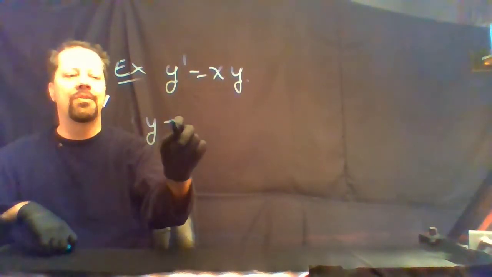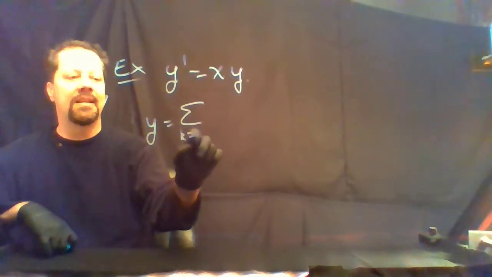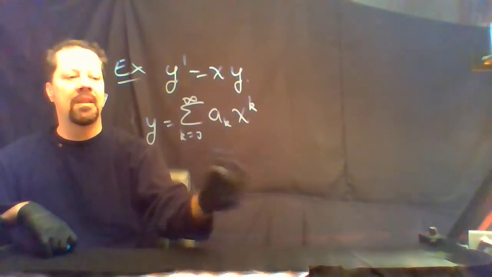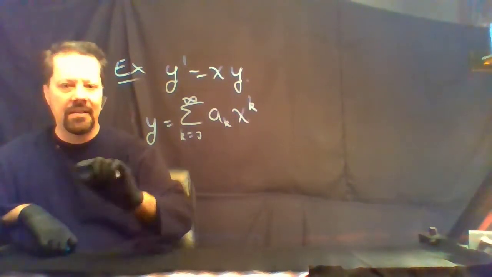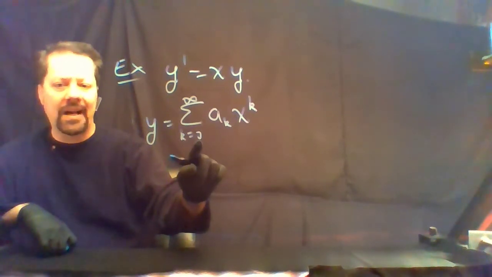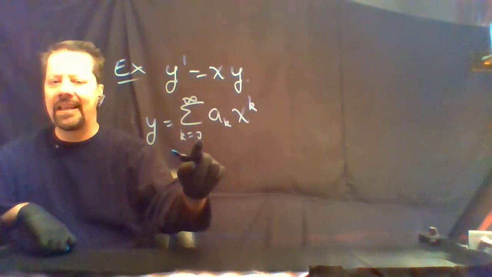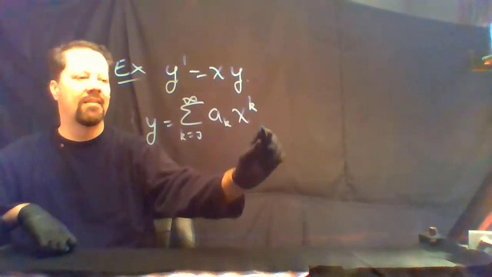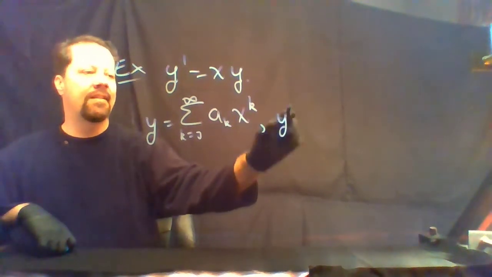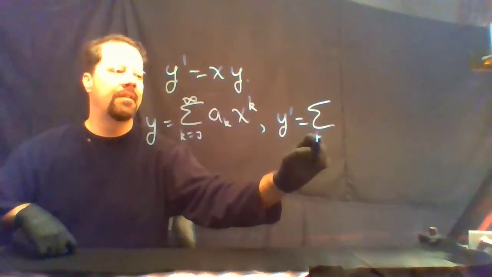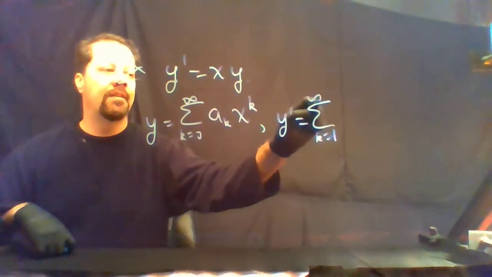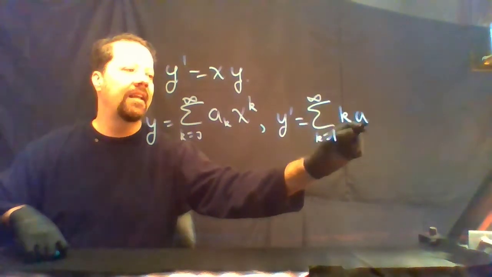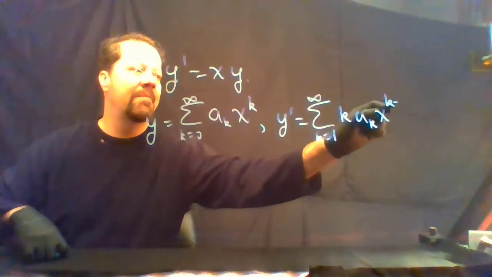We're going to assume that the solution has the form, the sum as k goes from 0 to infinity, a sub k, x to the k. Power series always start at k equals 0 or higher. They don't start at k equals -1 or -2. Those would give you singularities. If this is y, then y prime will be the sum as k goes from 1. Remember, we lose that first term, which was constant, of k, a sub k, x to the k minus 1.